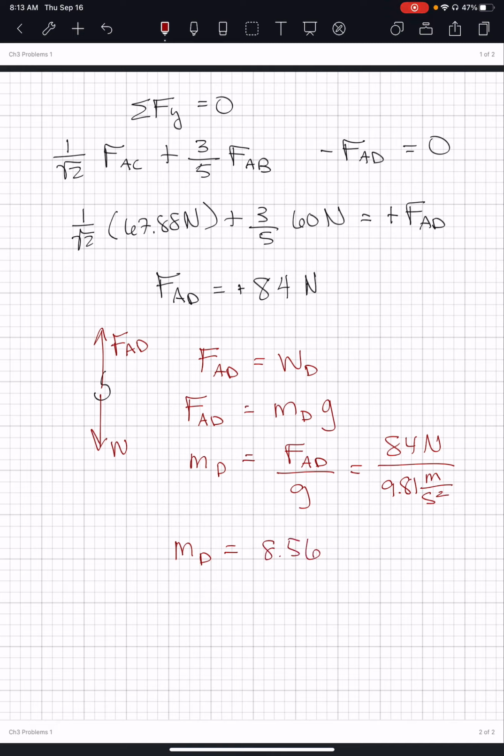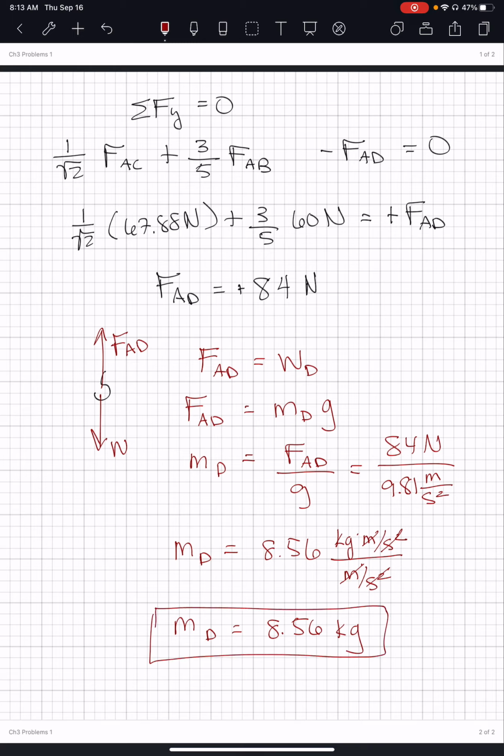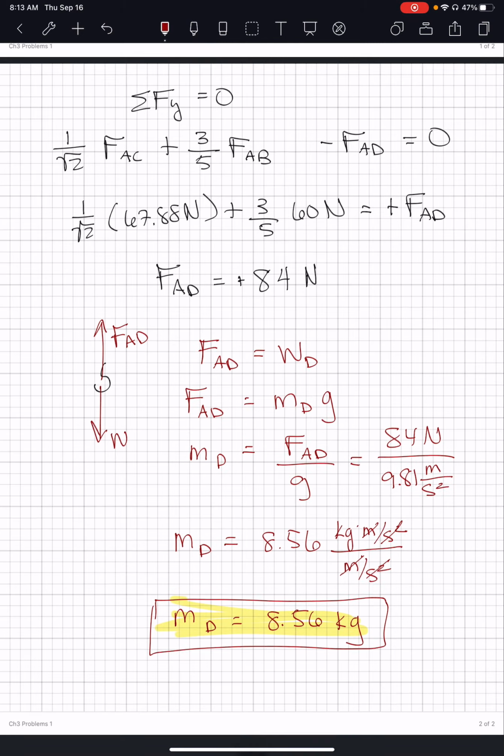Let's look at the units. This is a really helpful tool in this class. Newtons are kilograms times meters per second squared, and then we're dividing by meters per second squared. So we can cancel out the meters and the seconds squared, and we get kilograms. So the mass of D equals 8.56 kilograms. If we check our units and they don't come out right, that probably means we did something wrong in the formula. That's a sign that you need to go back and check.